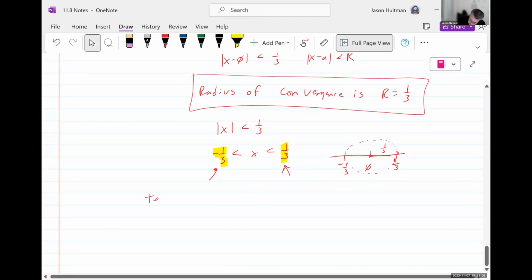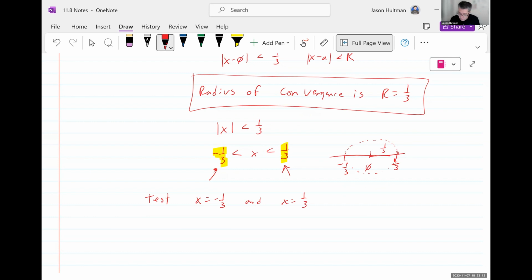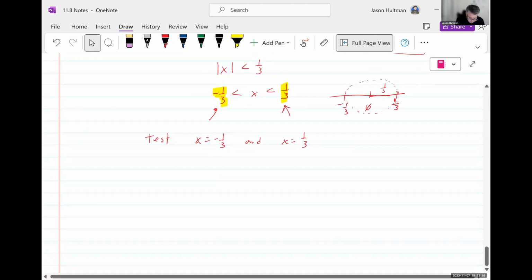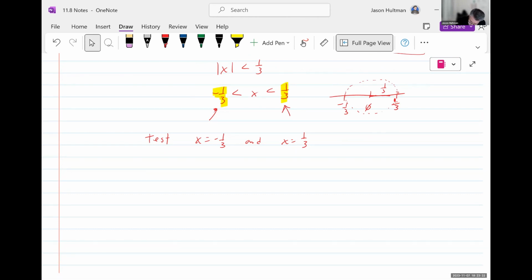We need to test x equals negative 1/3 and x equals 1/3. And how do we test that? We plug it back into the original series and see if the series converges or not. So what was the original series? The original power series was the summation n equals 0 to infinity of negative 3 to the nth power, x to the nth, all over the square root of n plus 1.